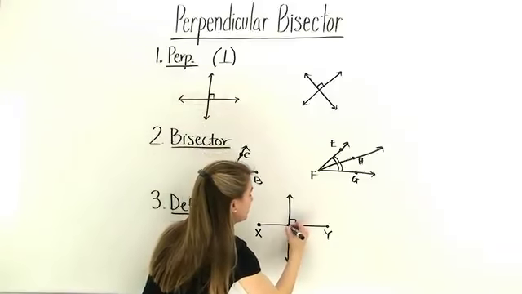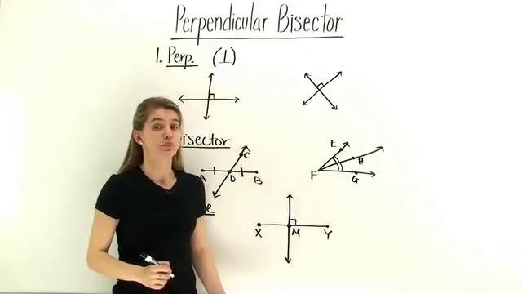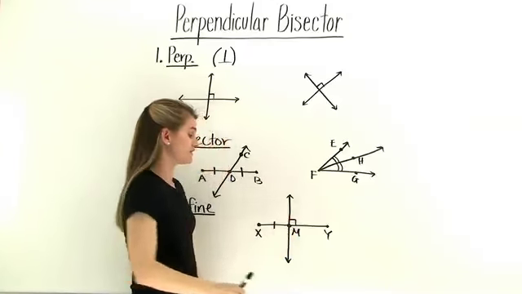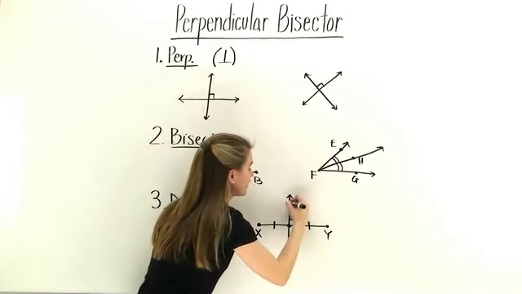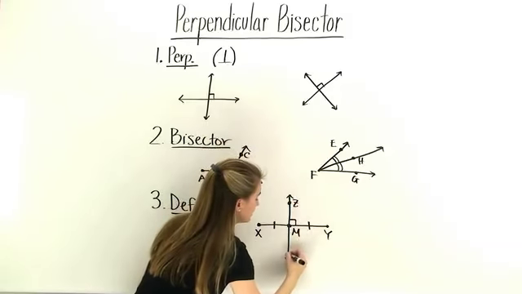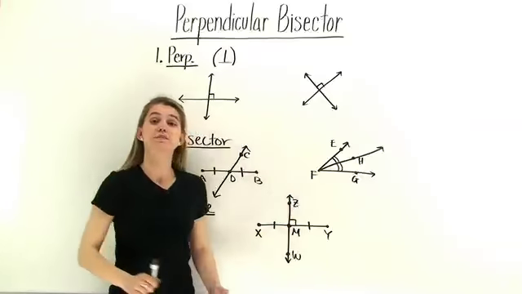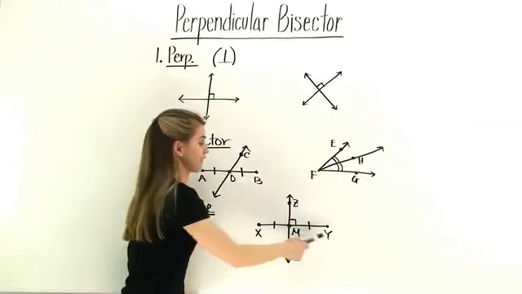So let's go ahead and call this point M. If this is a perpendicular bisector, that would mean segment XM is congruent to segment MY. And let's go ahead and label this line ZW. Then we can say line ZW is the perpendicular bisector of segment XY.